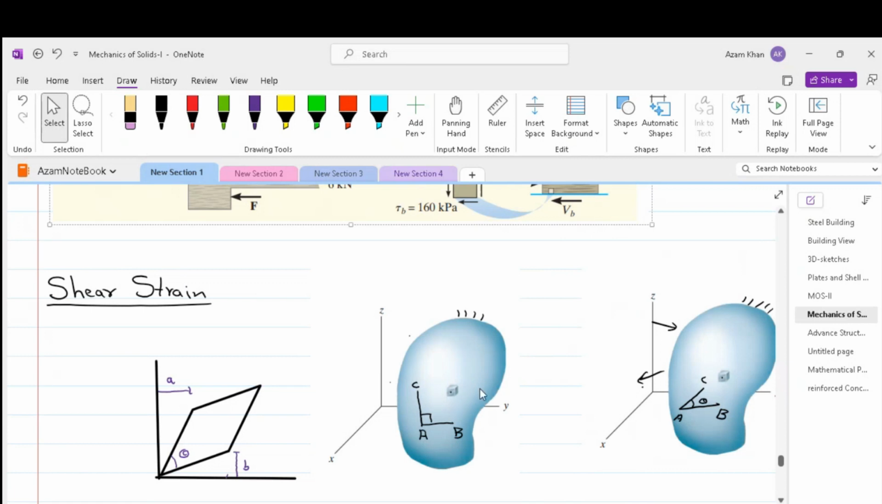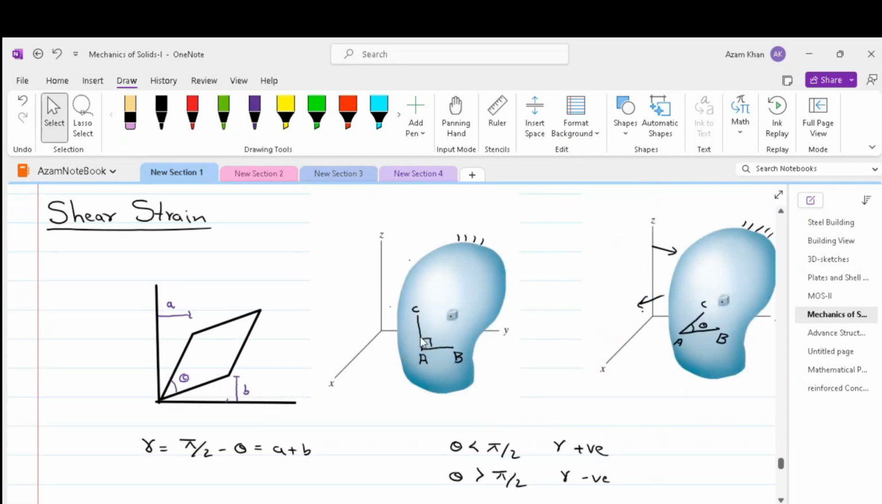before applying load, we have AB and AC, two line segments. After applying load, the angle between AB and AC changes. The change in angle is referred to as shear strain. Please note, this configuration is before application of the load and this one is after application of the load. So if these two sides AB and AC are the sides of a rectangle, after deformation they become sides of a parallelogram as shown over here.